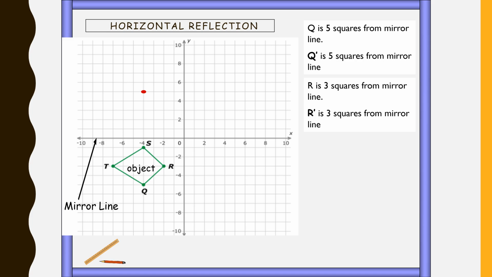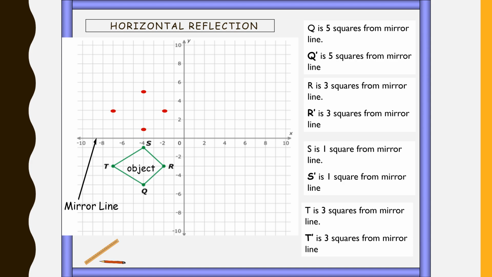So you mark the vertices for the image with a point so you can draw your image. Then T is 3 squares from the mirror line, as well as T prime, which is 3 squares from the mirror line. Then when you're done, you connect the points so you have your image on the other side. So this is a good example of horizontal reflection.